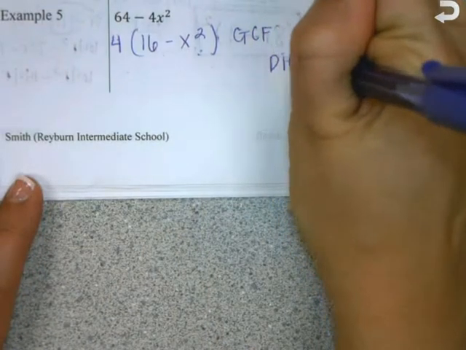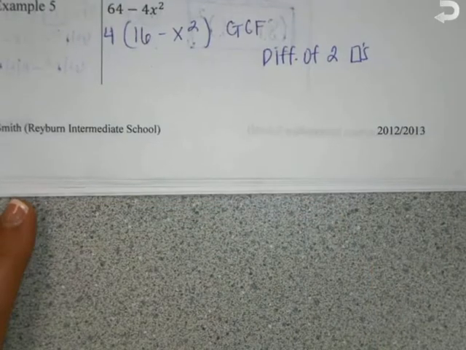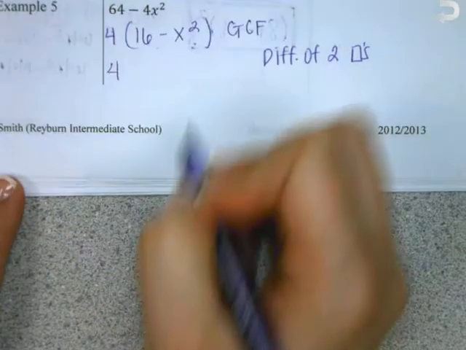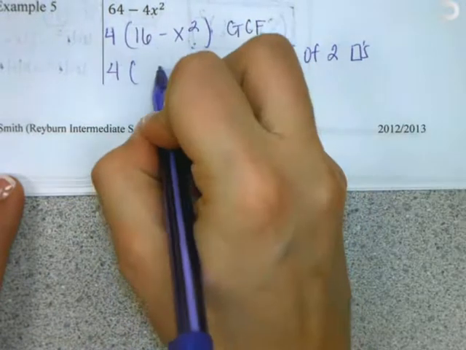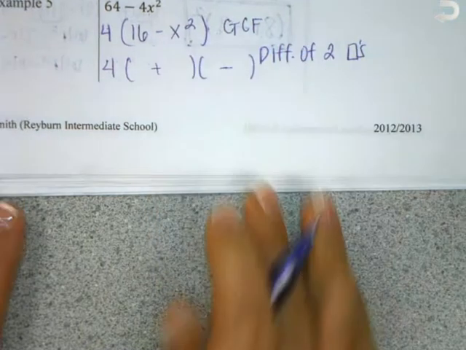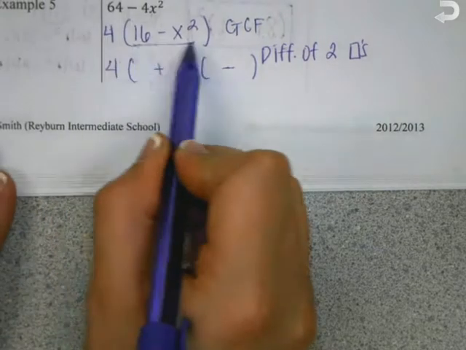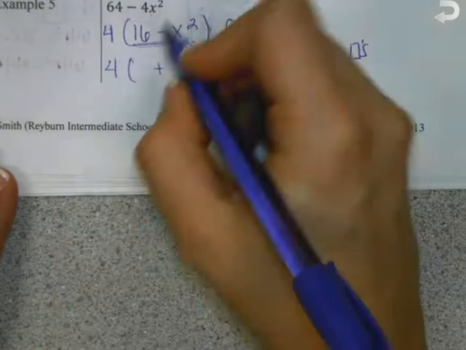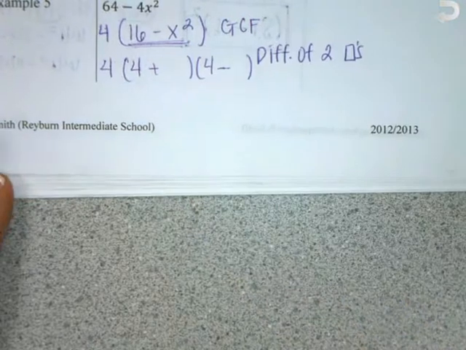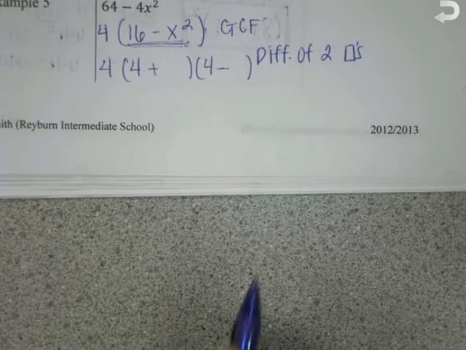So what is my rule for difference of two squares? We have two parentheses. One is plus and one is minus. Now this is one thing I'm going to go over when we look at the quiz. The order that the problem is in, your answer has to stay in that order. So what's the square root of 16? 4. So 4 comes first. You don't switch the order. What's the square root of x squared? X. So we have 4 times 4 plus x times 4 minus x.